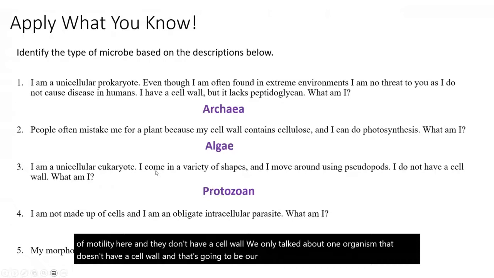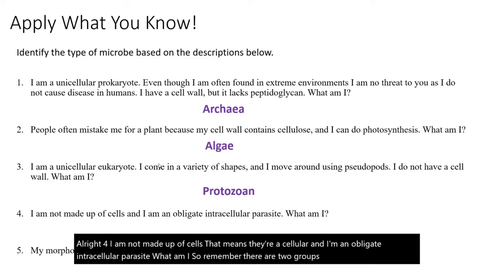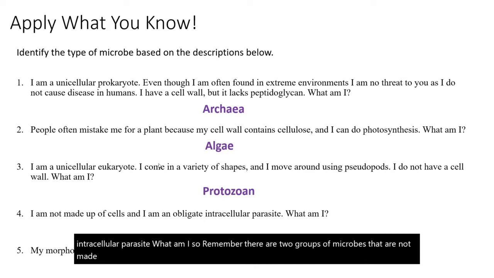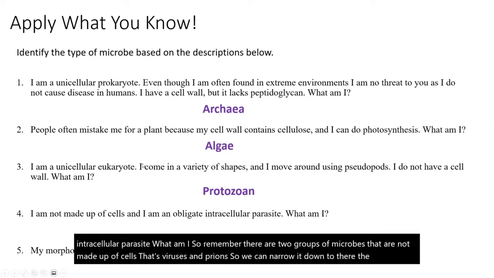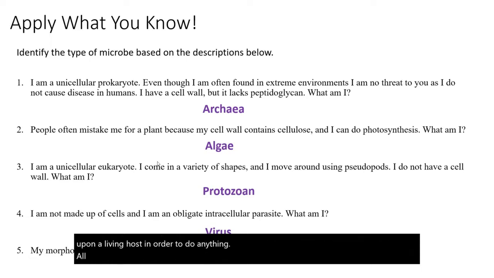Okay. All right, number four, I am not made up of cells. That means they're acellular, and I'm an obligate intracellular parasite. What am I? So remember, there are two groups of microbes that are not made up of cells. That's viruses and prions, so we can narrow it down to there. The obligate intracellular parasite is going to be a virus because remember, it's completely dependent upon a living host in order to do anything.